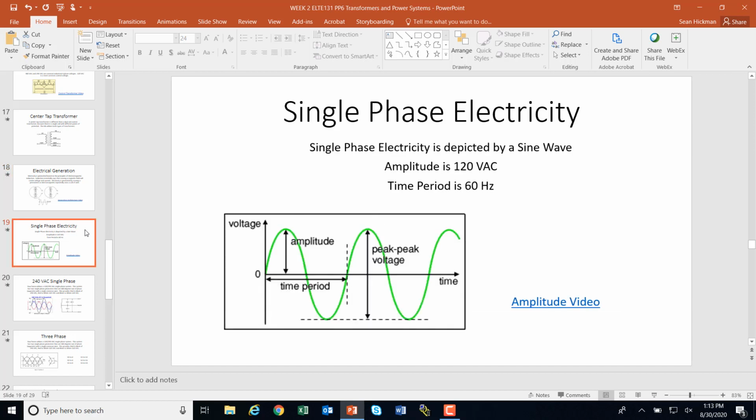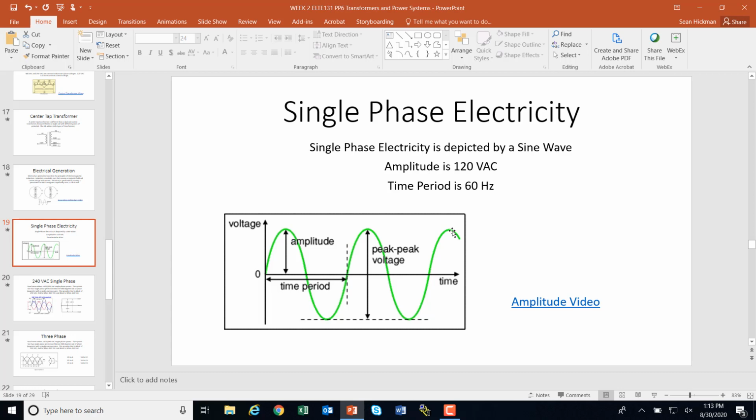So single phase electricity is depicted by a sine wave. Our amplitude here is 120 volts, which is our residential voltage. It would take an amplitude from 0 up to positive 120, to minus 120, to positive 120, to minus 120. And it alternates like this, because we have alternating electricity.